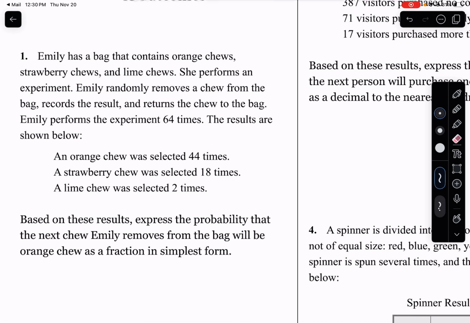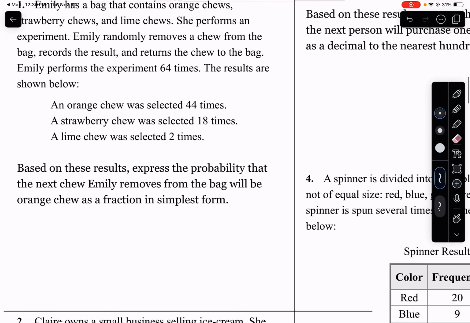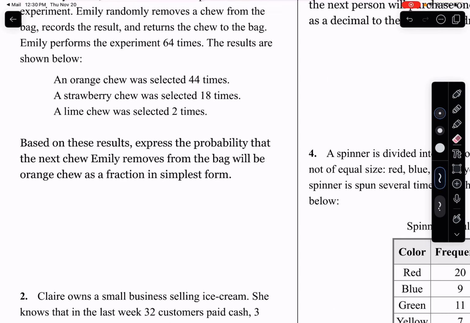All right, so here, number one, it says, Emily has a bag that contains orange chews, strawberry chews, and lime chews. She performs an experiment. Emily randomly removes a chew from the bag, records the result, and returns the chew to the bag. Emily performs this experiment 64 times. The results are shown below. Based on these results, express the probability that the next chew Emily removes from the bag will be an orange chew as a fraction in simplest form.